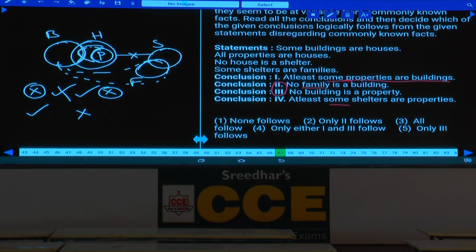When the first one is false, the third one is true. When the third is false, the first is true. Hence these two are what? These two are either or. Hence what is your answer? Tell me. Either 1 or 3. Choice 4. Question number 67, choice 4 is the answer.